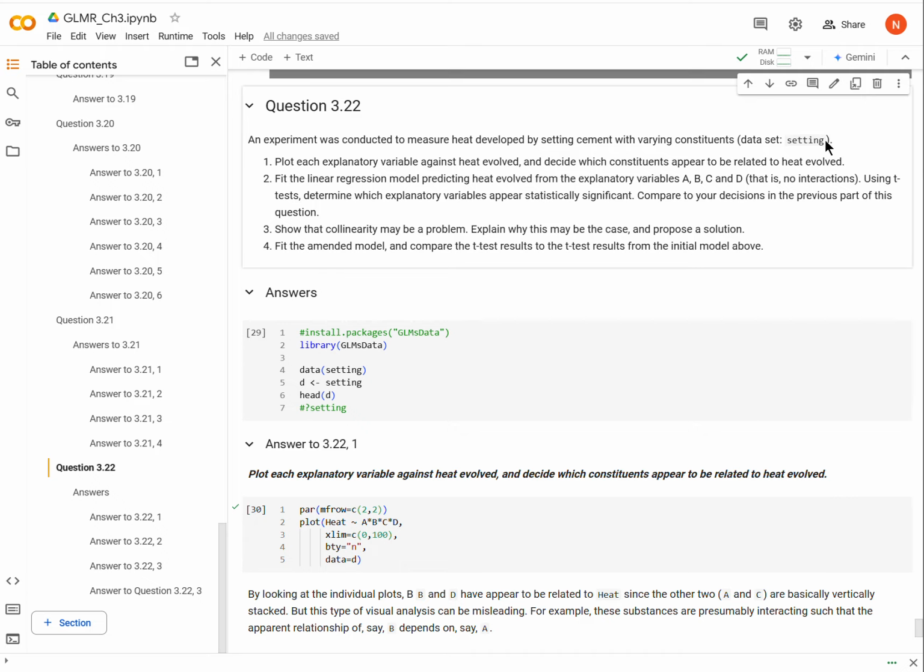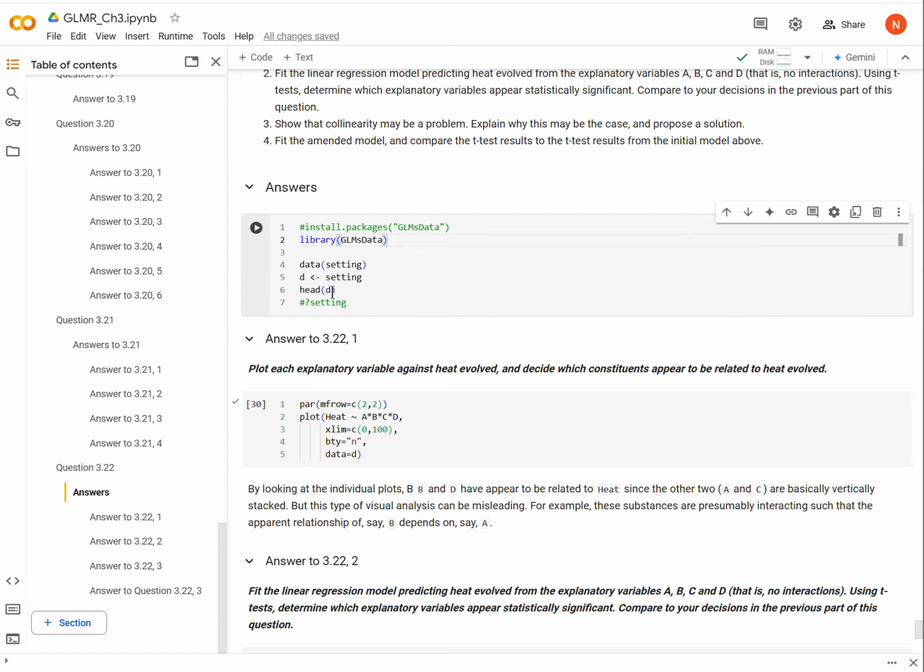Basically, we're looking at a data set that's called setting. Setting is data about how much heat is developed while cement is setting, and the predictor variables here are what that cement is made of, the chemicals that cement is made of. Okay, so let's start here. We need to load the GLMsData package and then get our hands on the setting data.